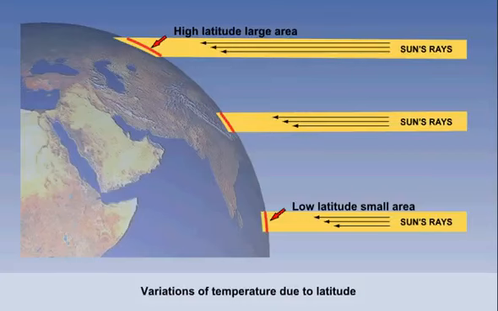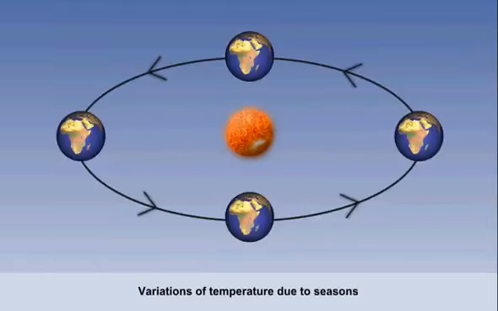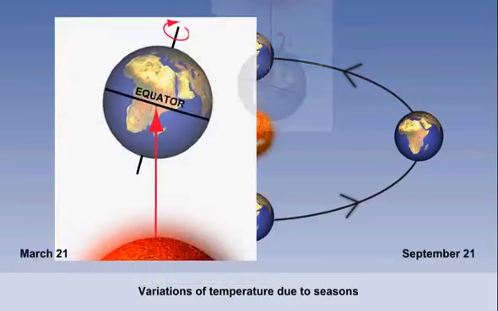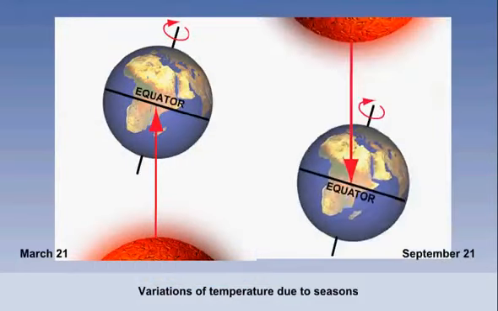It is interesting to note that compared to the distance between the Sun and the Earth, the slightly greater distance between the poles and the Sun, compared to the equator and the Sun, is negligible. Each year, on March 21st and September 21st, the Sun is directly over the equator. These occasions are known as the vernal and autumnal equinoxes.